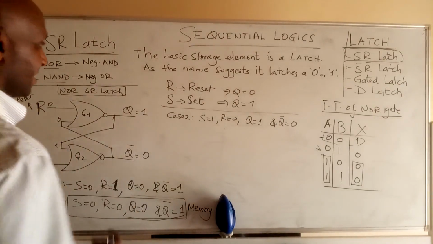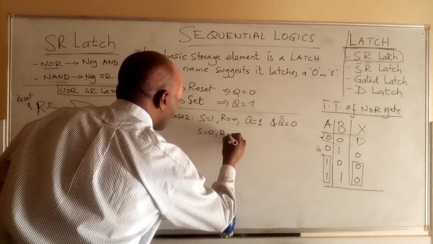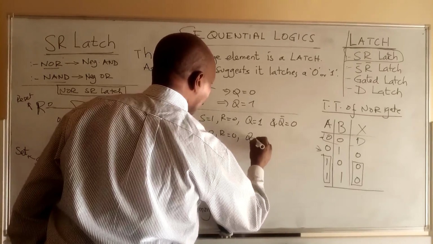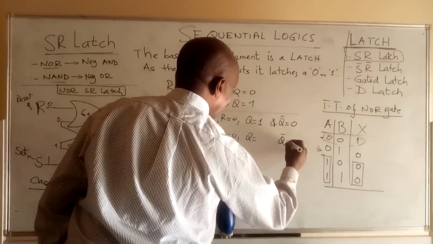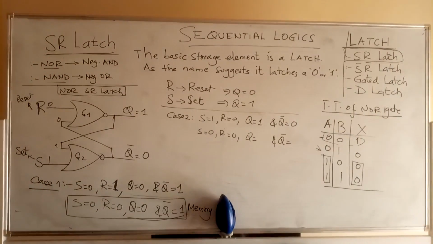Good. Now, friends, let us again memorize this. So we have to take S equal to 0, R equal to 0, and what will happen to Q and Q bar? What will happen to them? Good. So friends, the same.